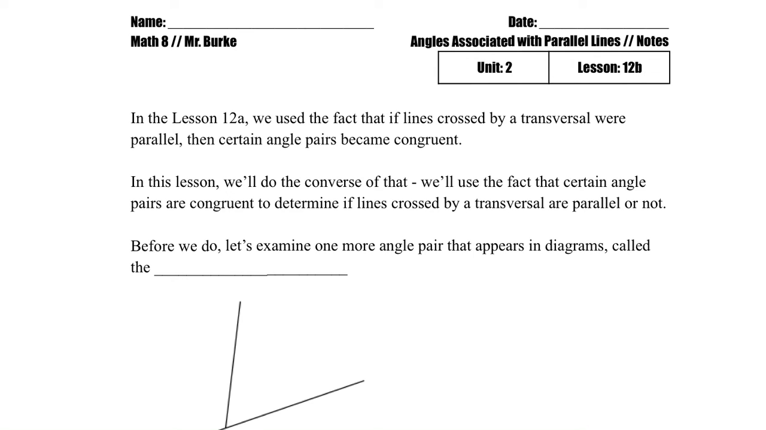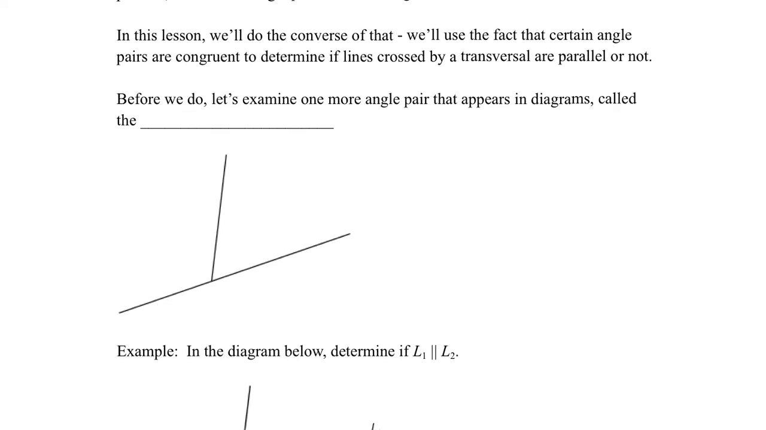All right, so this is the second half of lesson 12, where we're basically going to go in the opposite direction. So we already found out that if lines crossed by a transversal were parallel, then we get corresponding angles that are congruent, we get alternate interior angles that are congruent, etc. Well, the opposite is also true. We could take a look at a diagram and notice that corresponding angles are congruent, and then we can conclude from that, okay, well, that must mean that the lines are parallel. So that's what we're going to be doing in lesson 12b.